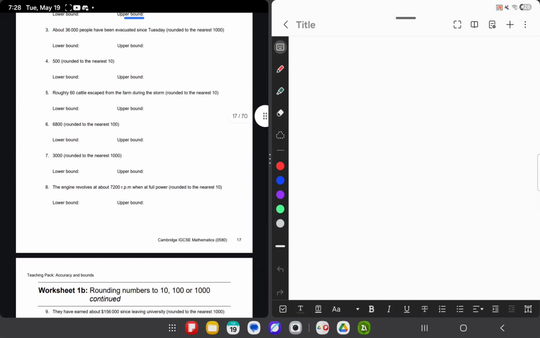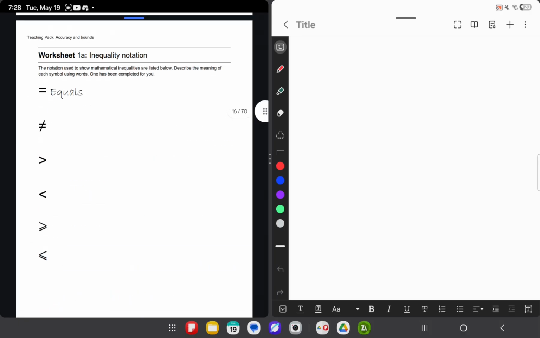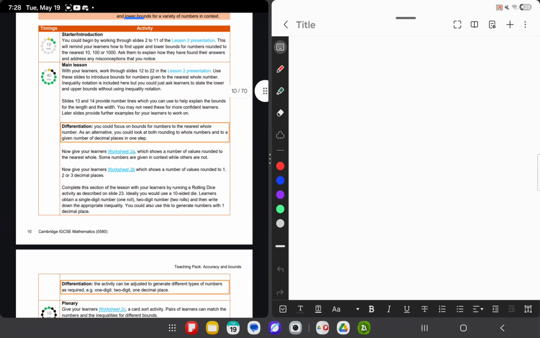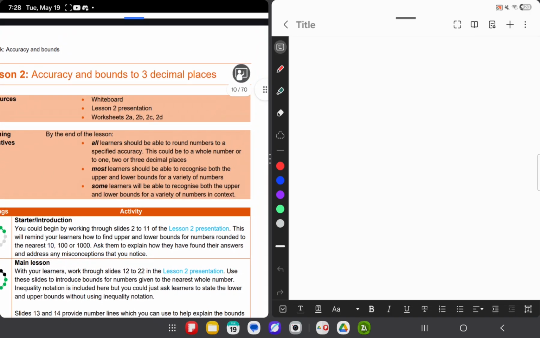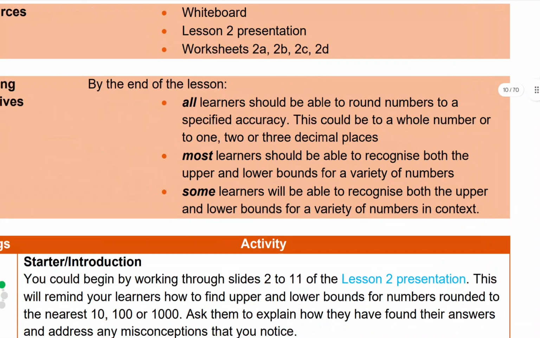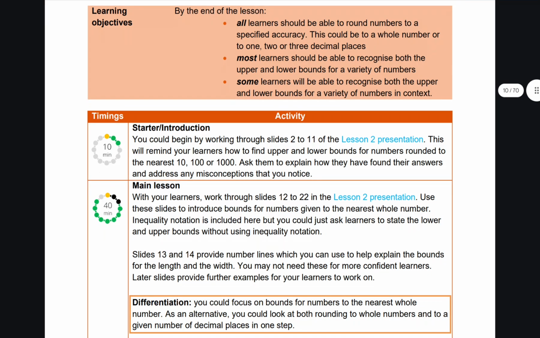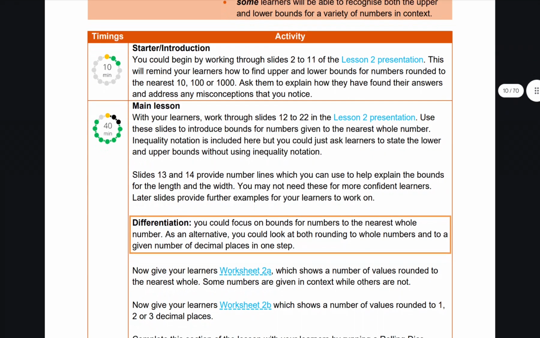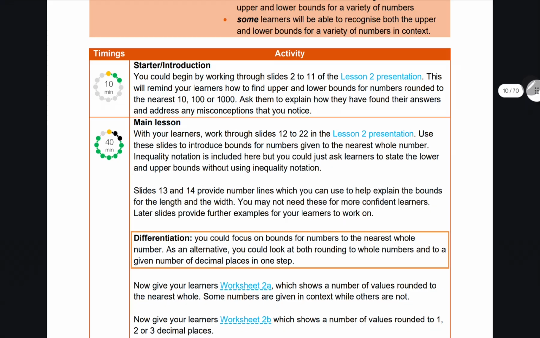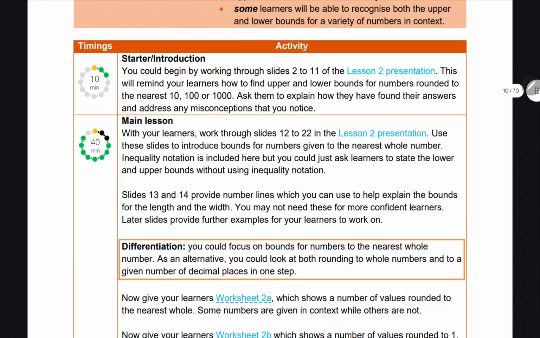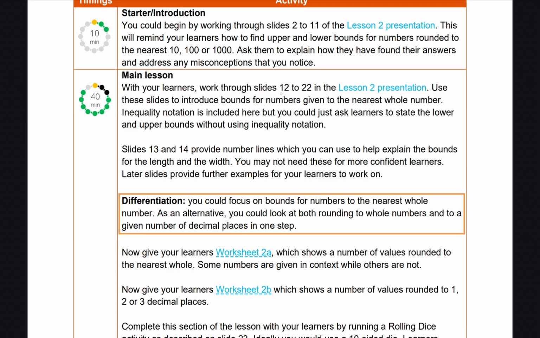Where are you? Worksheets. Wow. Oh god. Okay, I need to open this up somewhere. By the end of the lesson, all learners should be able to round numbers and recognize both the upper bound and LB, both the UB and LB, for a variety of numbers in context. Lesson 2 presentation. Okay, sure. Main lesson. This is a 10-minute task. Oh my god, 40 minutes. Slides 12 to 22.